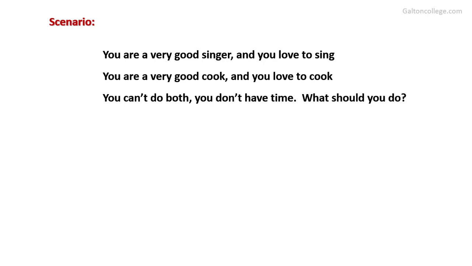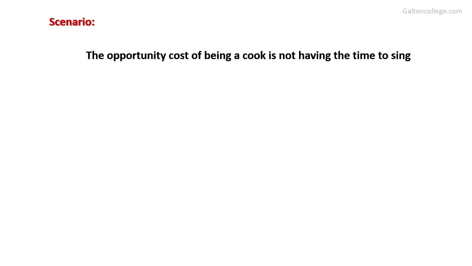If you're a very good singer, you love to sing, this is an example I gave you earlier, and you're also a very good cook and you love to cook. You can't do both. You don't have the time. What should you do? If you become a singer, you have to give up being a cook. You can't do both. You haven't got time. If you become a very famous cook, you will never become a famous singer because you haven't got the time to practice. There's an opportunity cost.